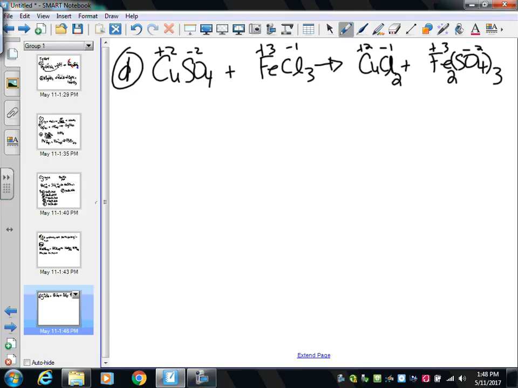So now I need to go back and balance it. What I do is I look for the groups that are together. So I have 3 sulfates here, but only 1 here. I'm going to put a 3 here. 3 sulfates, 3 sulfates. I have 3 coppers here, so I'm going to have to put a 3 here to make my coppers happy. Then I'm going to look at the next one. I have 1 iron, but I have 2 here. I'm going to do 2 irons, 2 irons. 2 times 3 is 6, 6 chlorine. 3 times 2 is 6, 6 chlorine. It just takes a lot of practice. Just keep walking through it.